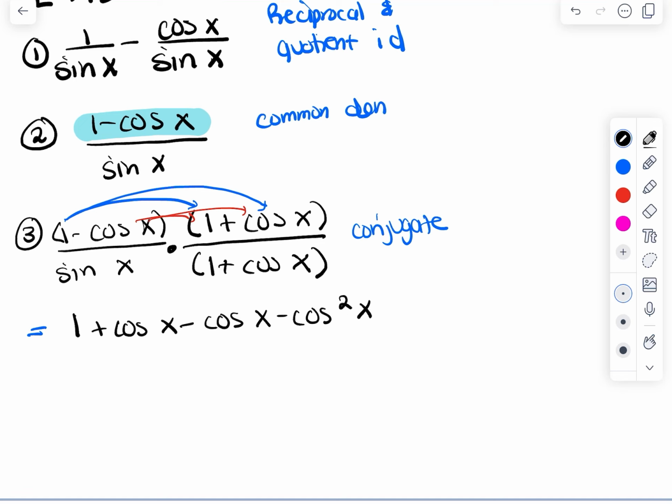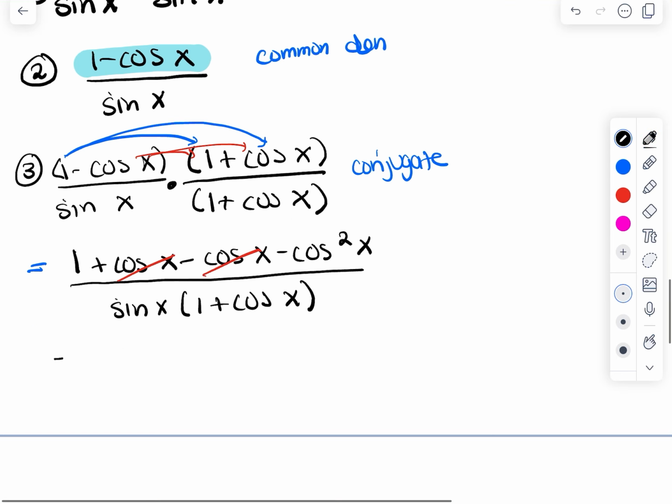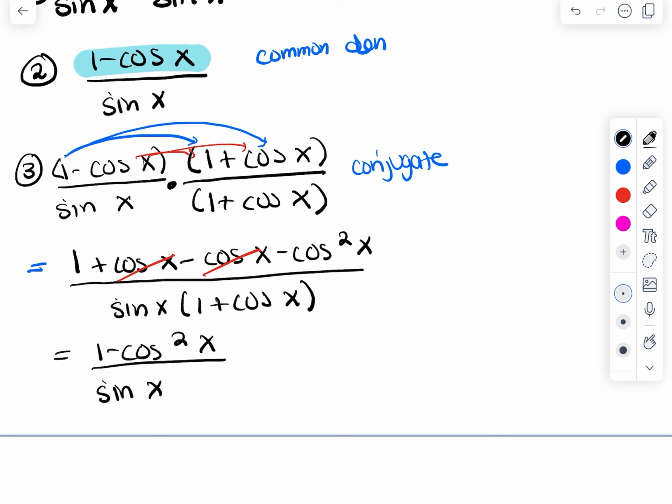This time I did the negative over. And in the denominator, you're gonna leave it as is. You just want to take care of the conjugate for now. So you're going to simplify that. Well, these two cancel because 1 is positive and 1 is negative. So we're left with 1 minus cosine squared x over sine x over 1 plus cosine x.